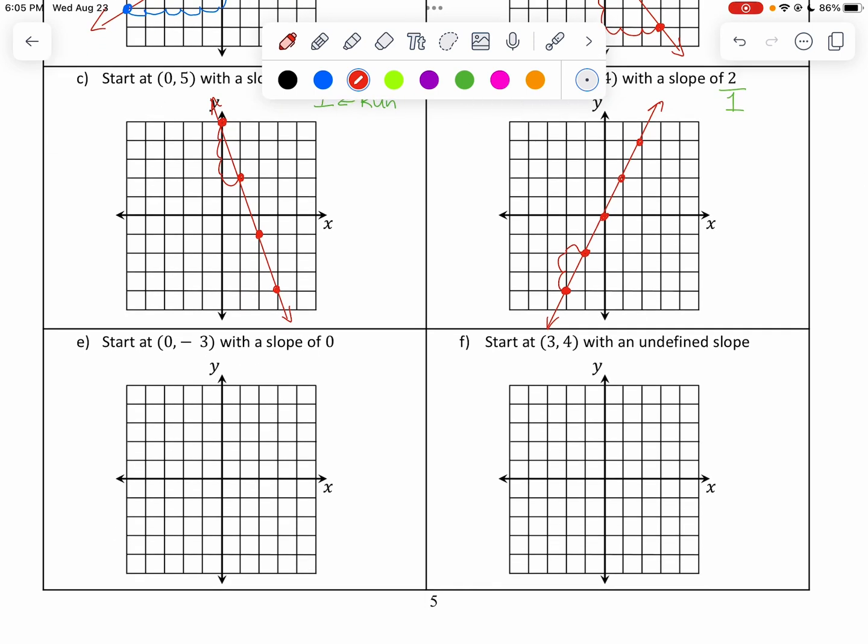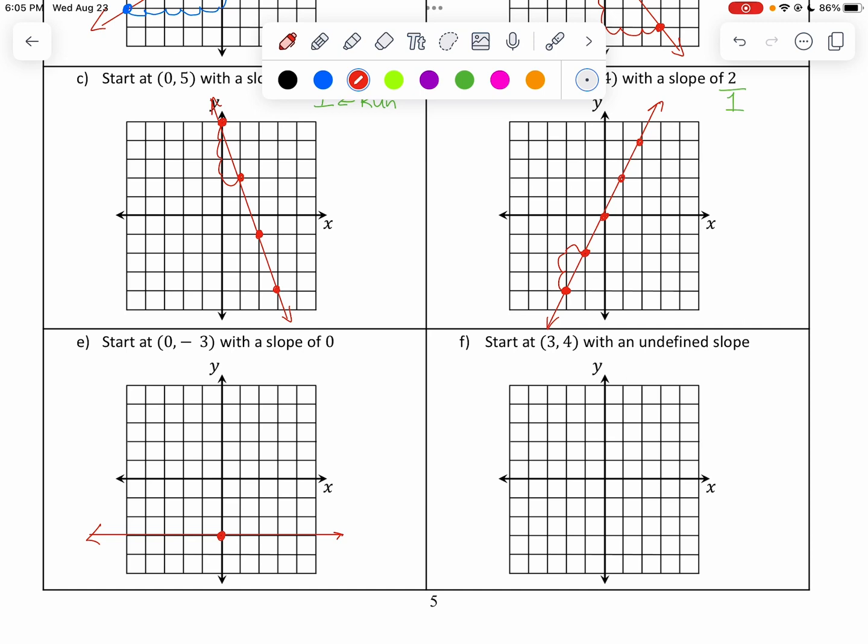For E, I'm starting at 0, -3. And for a slope of 0, we just want to remember that that means that that is a completely flat line. That means that I'm just simply running through the y value of -3, and that's my line.